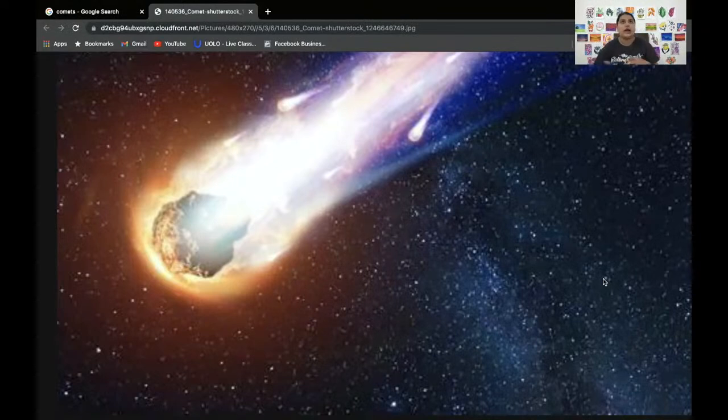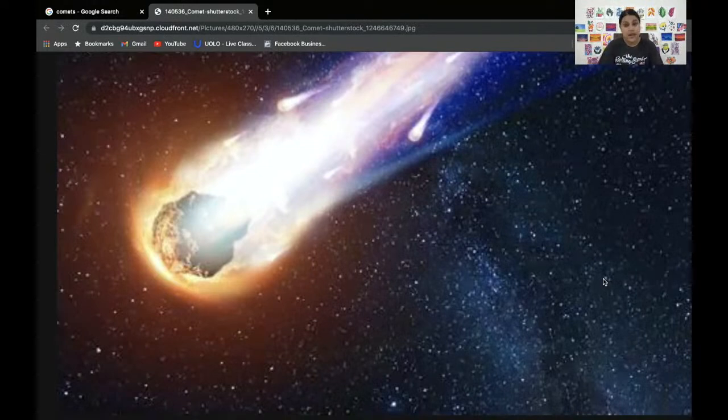If you're looking at our solar system, we have the sun, so the comet orbits the sun. For example, we have Earth, Mars, Venus, Mercury, all of these planets. In the same format, the comet also orbits the sun. It just moves around.